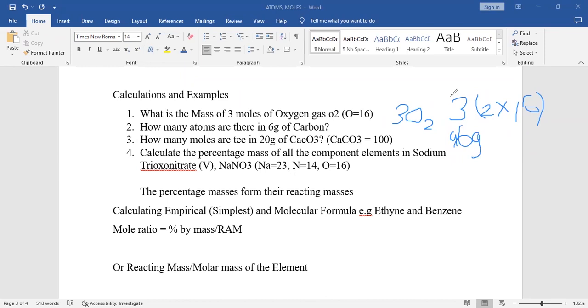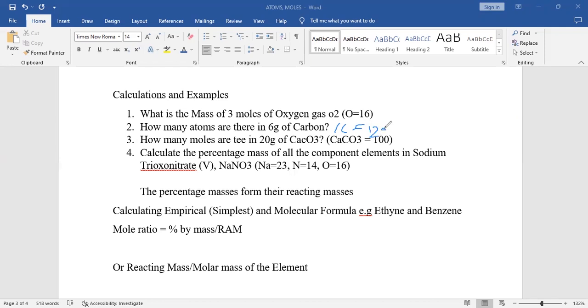That's quite easy, right? So let me undo this so I can do the second. The second one says, how many atoms are there in 6 grams of carbon? They're supposed to give us here that the relative atomic mass of carbon is what? 12. The question is not complete, so let's assume 12 grams, right?